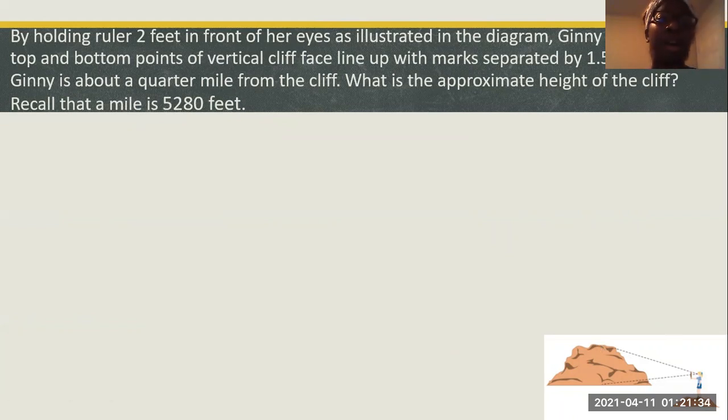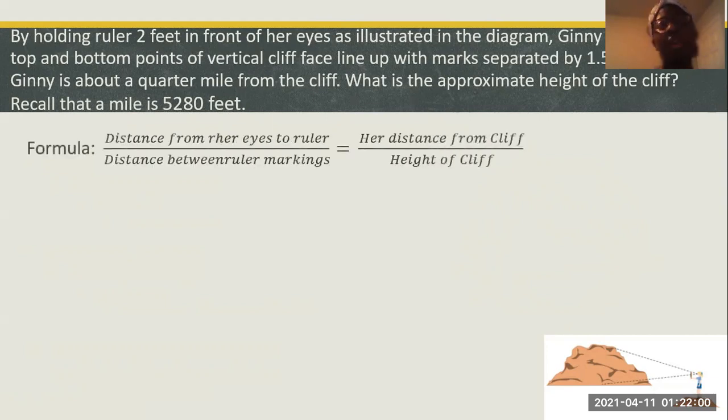The problem is: by holding a ruler 2 feet in front of her eyes as illustrated in the diagram, Jenny sees that the top and bottom of the vertical cliff face line up with marks separated by 1.5 inches on the ruler. Jenny is now a quarter mile away from the cliff. What is the approximate height of the cliff? Recall that a mile is 5,280 feet.